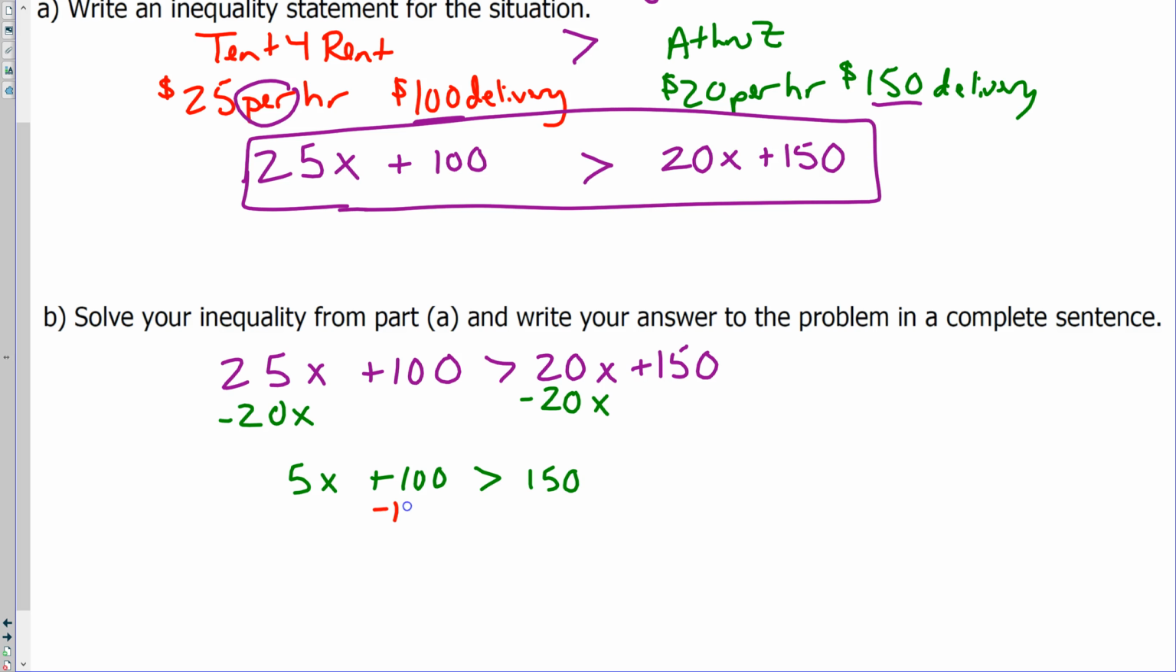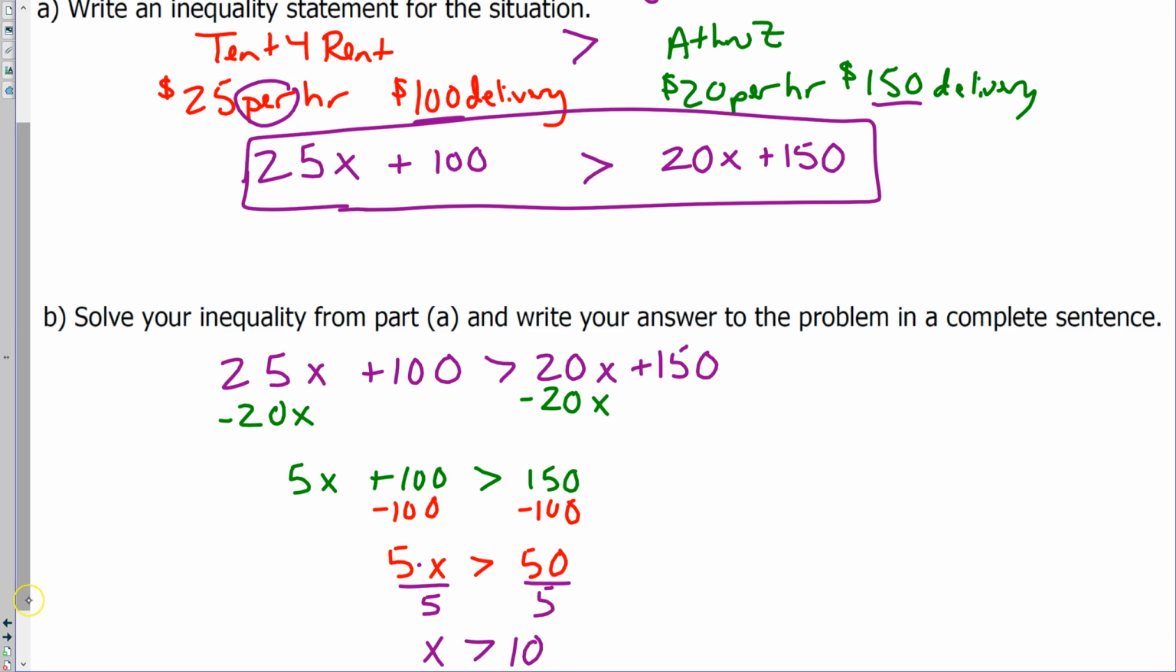Then I want to move the 100 to get the x term by itself. So I'll subtract it. I'm left with 5x is greater than 50. And then we divide to undo our multiplication by 5. So we end up getting x is greater than 10.